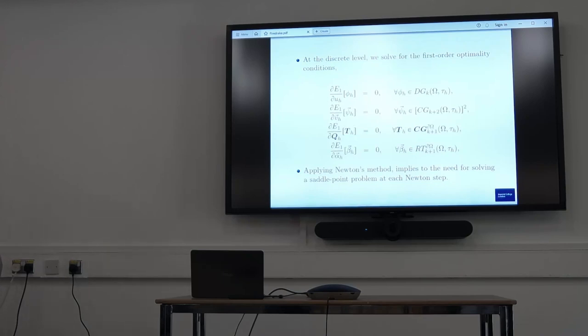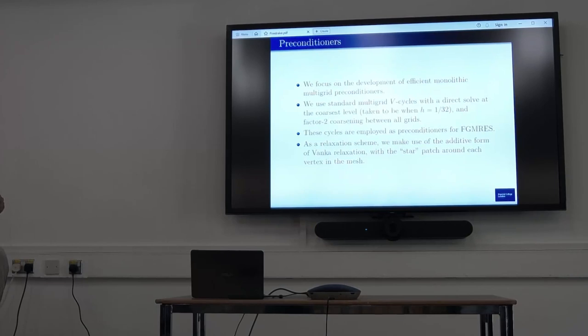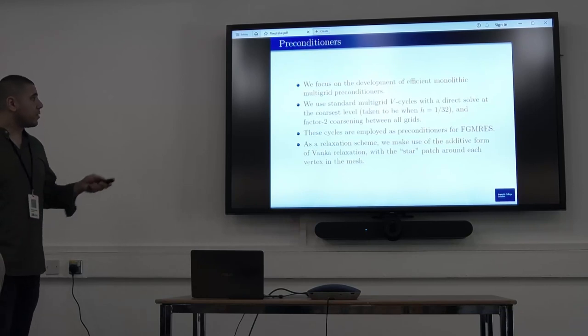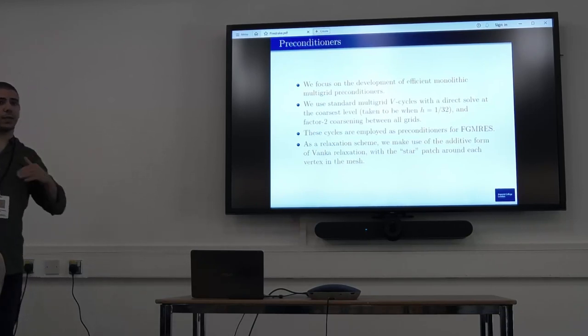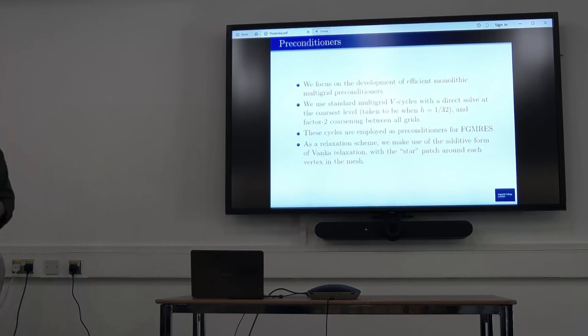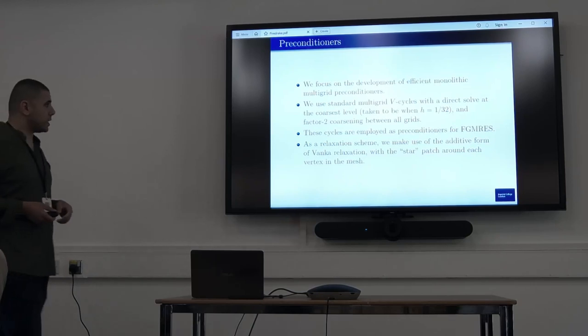We have to apply Newton's method because the problem is nonlinear. And at each Newton step, we have to solve a linear saddle point problem. Okay, so we are going to use the Newton method to linearize. Now we have to try to solve the linear system that arises from both discretizations. So we are going to develop monolithic multigrid preconditioners where we use standard V cycles with a direct solve at the coarsest level, which is taken to be 1 over 32, and coarsening by a factor 2 between all grids. We use these cycles as preconditioners for FGMRES.